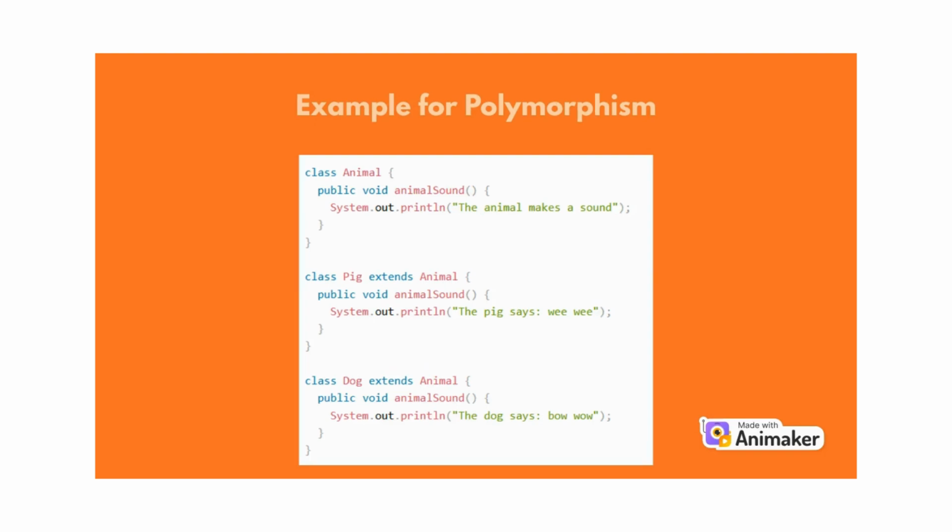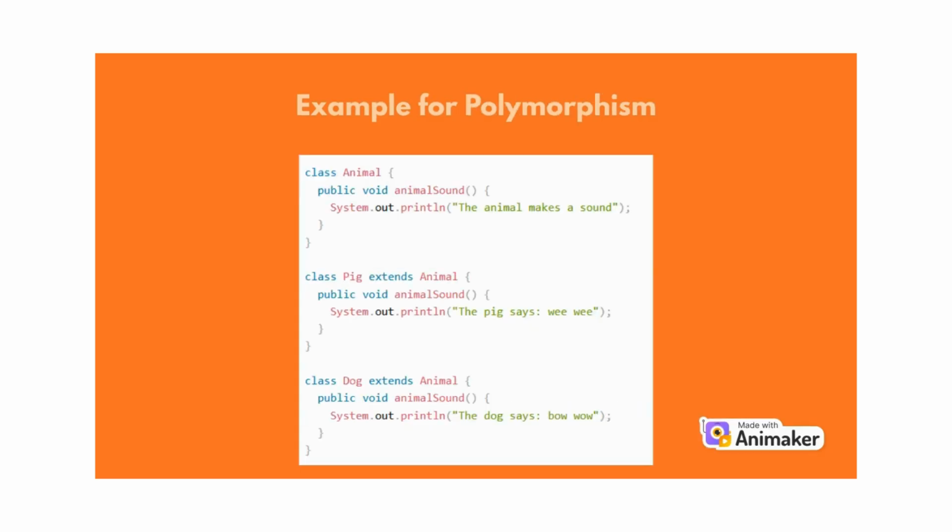Then we create two subclasses, pig and dog. Each one overrides the animalSound method to provide a unique behavior. In the pig class, the method says, the pig says, wee wee. In the dog class, it says, the dog says, bow wow. Even though the method name is the same in all the three classes, the actual output changes depending on which object you are working with.